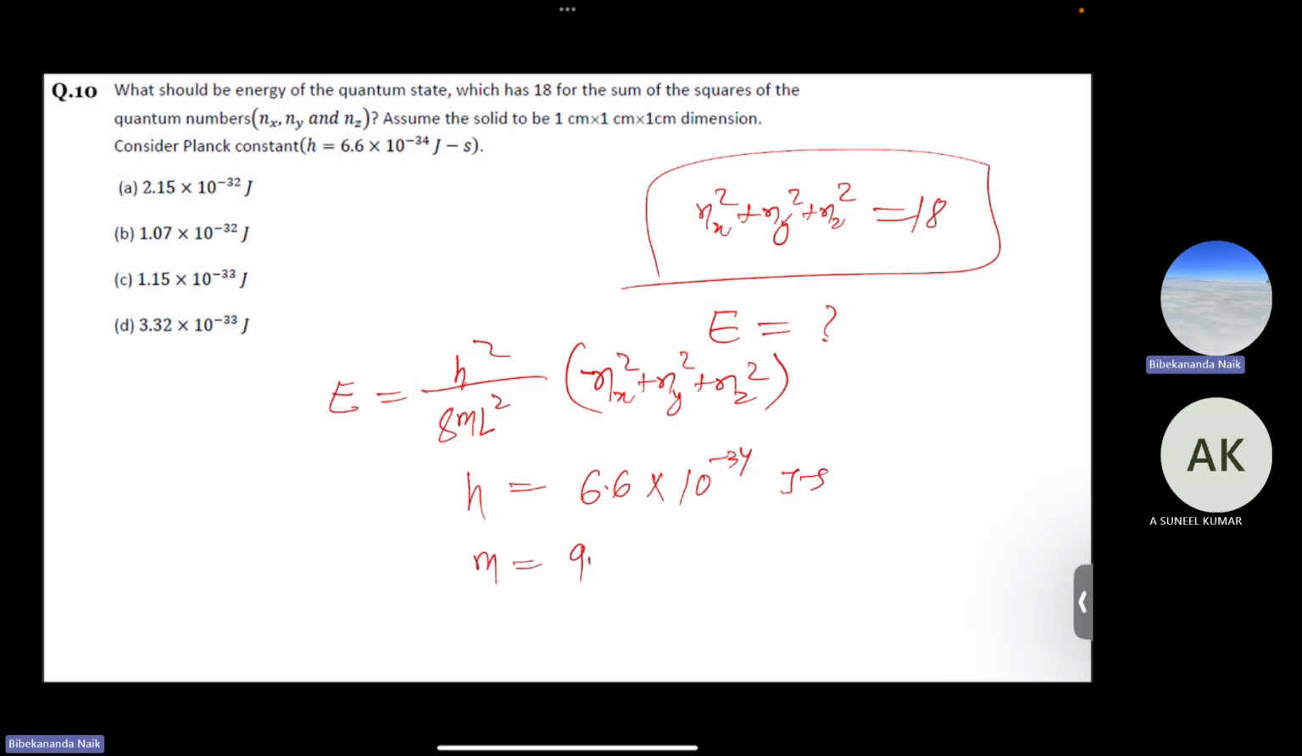m is the mass of the electron, 9.1 into 10 to the power minus 31 kg, and what will be the value of L? L is 1 centimeter, that is 10 to the power minus 2 meters. So if you put those values, E will be 6.6 into 10 to the power minus 34 square into 18, because nx square plus ny square plus nz square is given as 18.